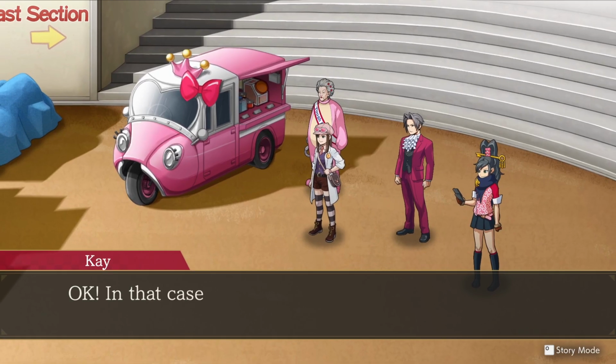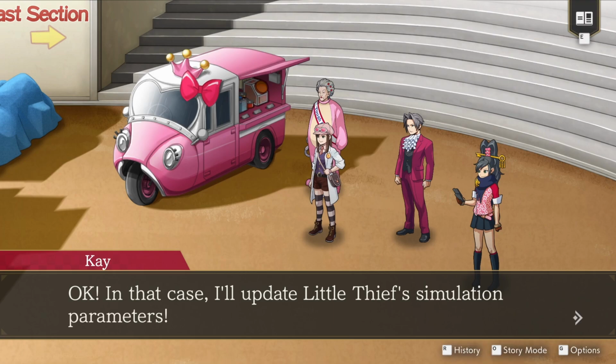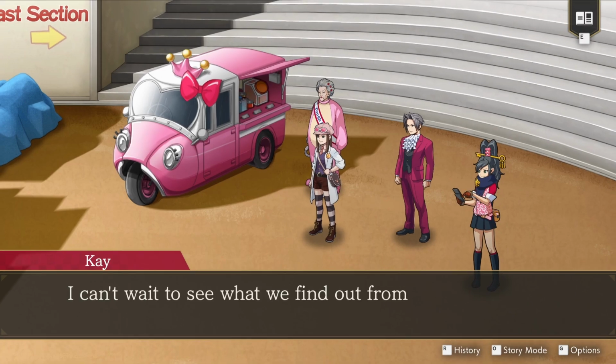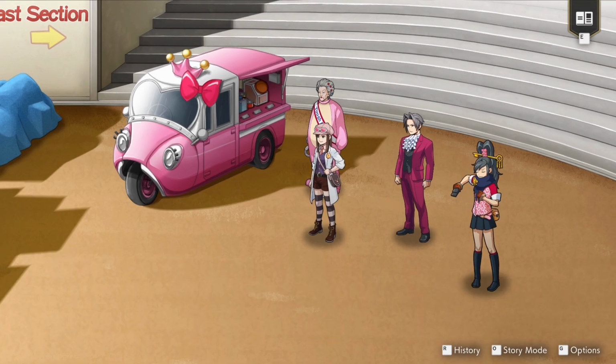Yay. Okay, in that case, I'll update Little Thief's simulation parameters. I can't wait to see what we find out from this new info. I want this thing so bad.